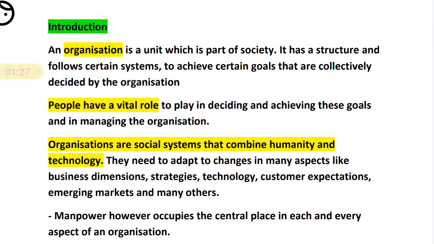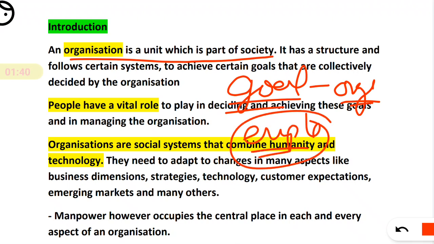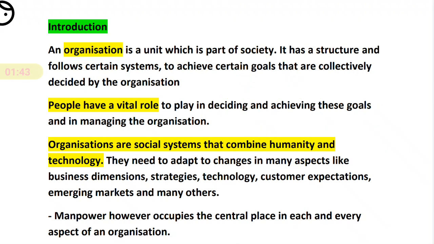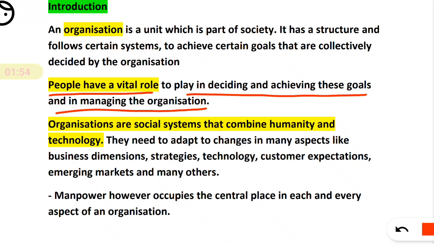Okay, that means what is an organization? It is a part of the society, and it has certain goals that are decided by the organization, and all the employees working in the organization work to achieve those goals. Okay, so this is the basic part. Now see, people have a vital role to play in deciding and achieving these goals and managing the organization. So who can achieve the goals of the organization? Definitely people will achieve the goals of the organization. Also, people will manage the organization.